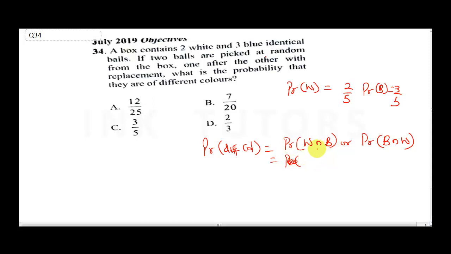And when you have your OR, you add up. So this is going to be 2 over 5 times 3 over 5 plus, this will now be, for the blue, we will have 3 over 5 times 2 over 5. While our denominator is not reducing, is because the question told us that they are replacing the both. So this is going to give us 6 over 25 plus 6 over 25. So this is going to give us 12 over 25.